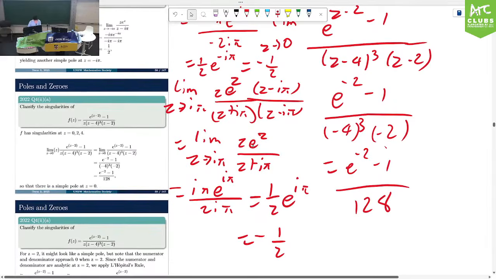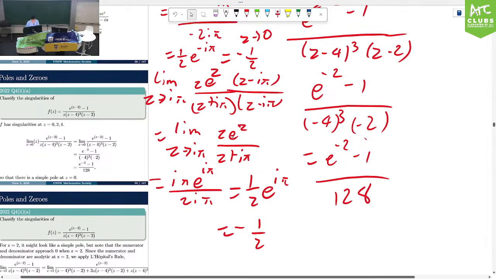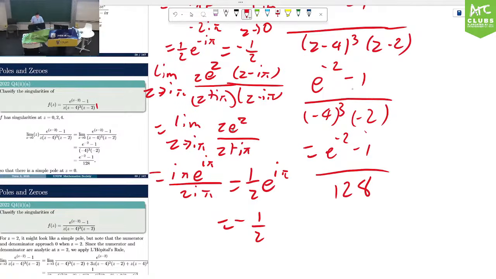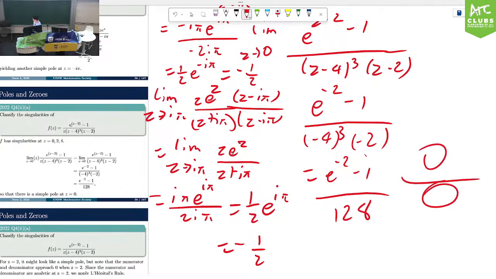So next, z equals 2. This is a big one because you might think, I did say to just look at the power, and z power 1, so probably a simple pole. The problem is that if we actually sub in z equals 2 to not just the bottom, but also to the top, we see that we have e to the z minus 2, so e to the 0, so 1, and minus 1. So you have 0 and 0. That's probably suspicious, so we need to do more work.